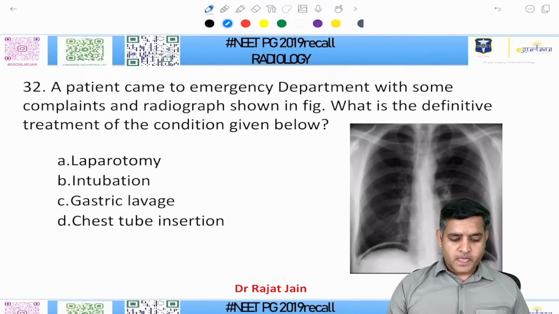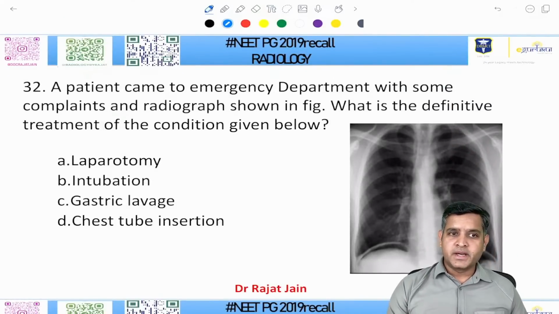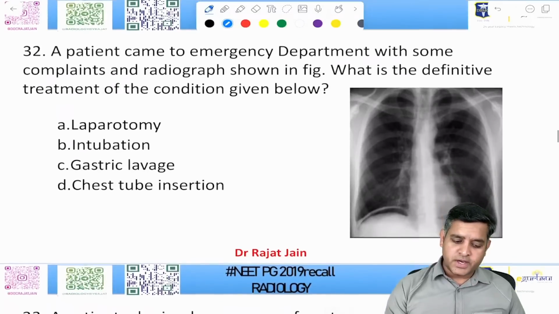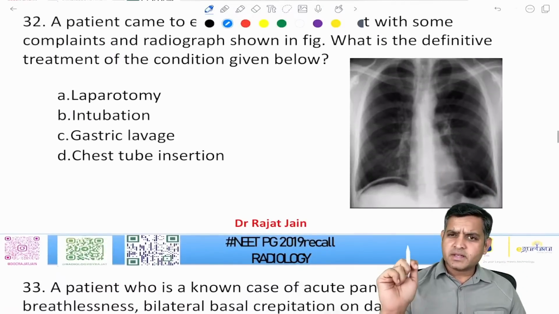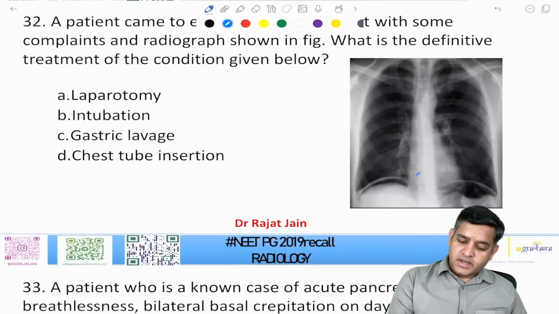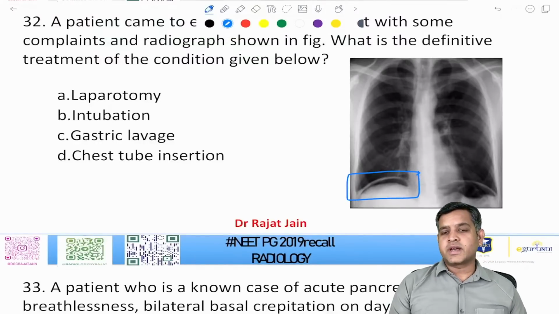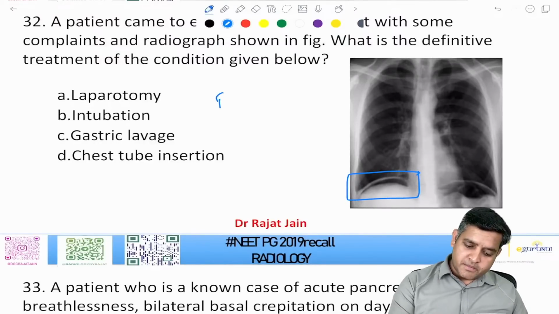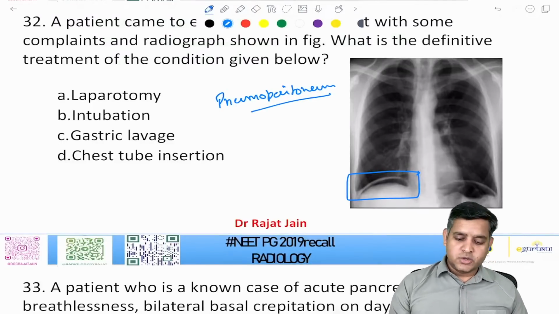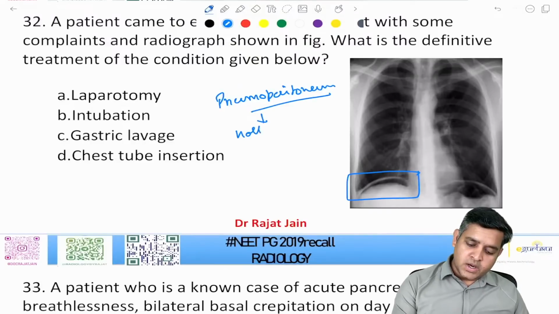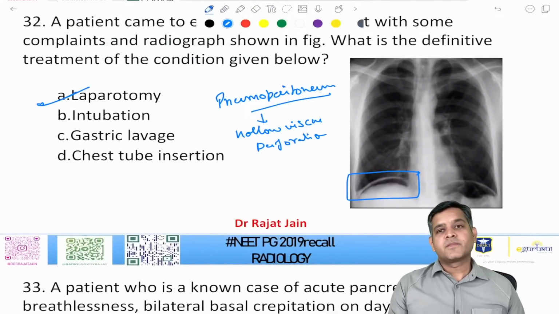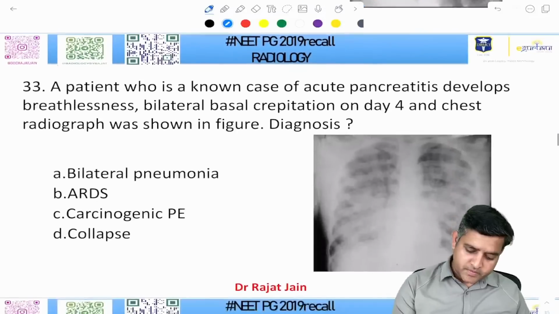Question number 32. A patient came to the emergency department with some complaints and radiographs shown in the figure. What is the definitive treatment? Two seconds and answer. What do we see? Air under the right dome of the diaphragm. Air under the right dome of the diaphragm means pneumoperitoneum. And if there is a pneumoperitoneum, it is secondary to a hollow viscus perforation. And if there is a hollow viscus perforation, I would like to do a laparotomy.